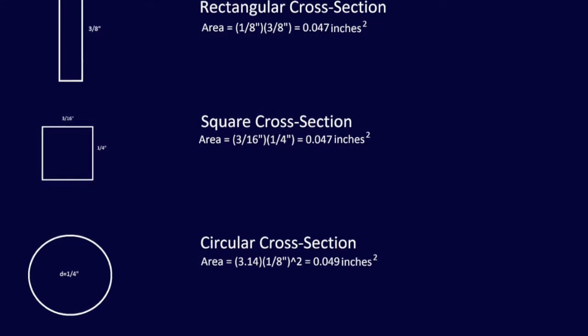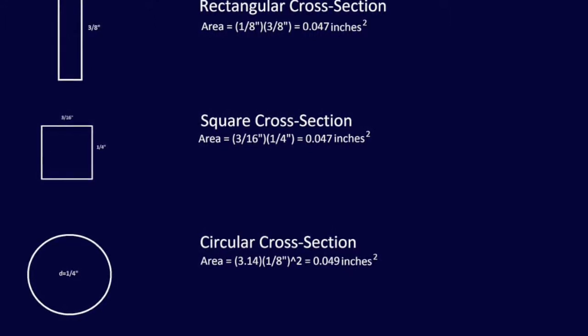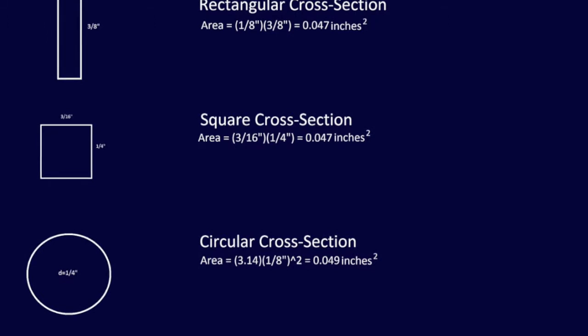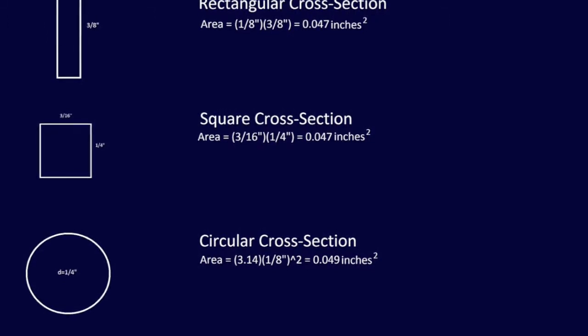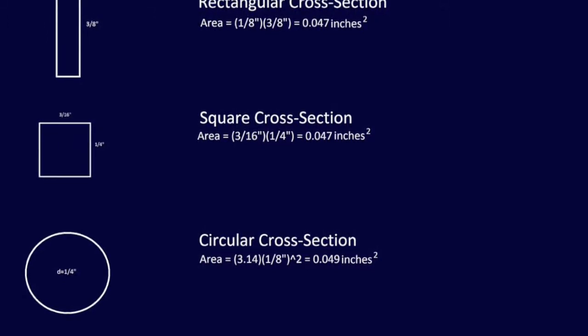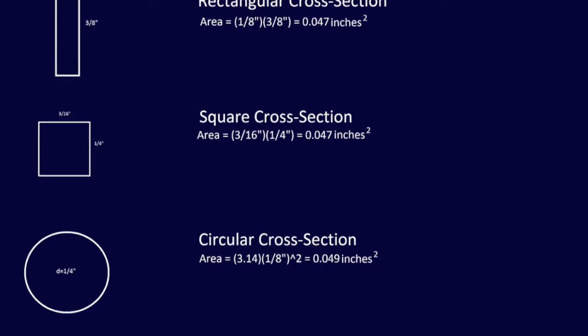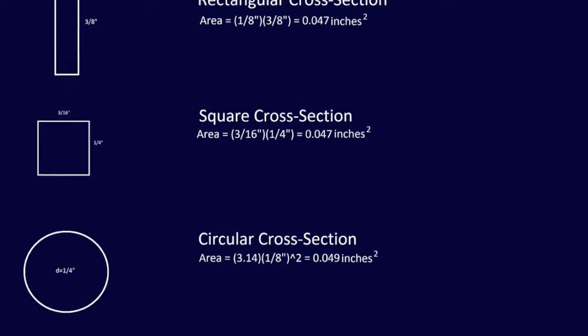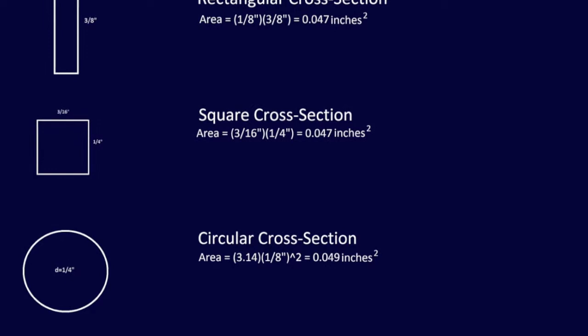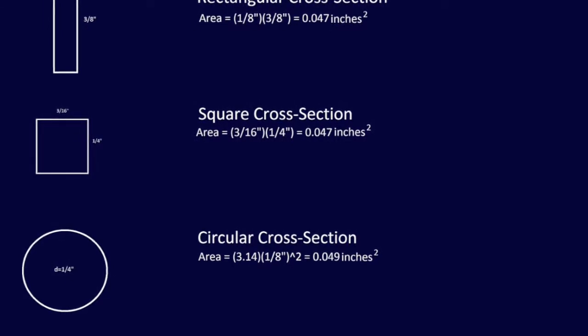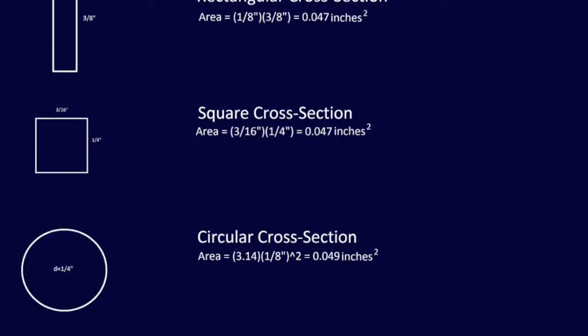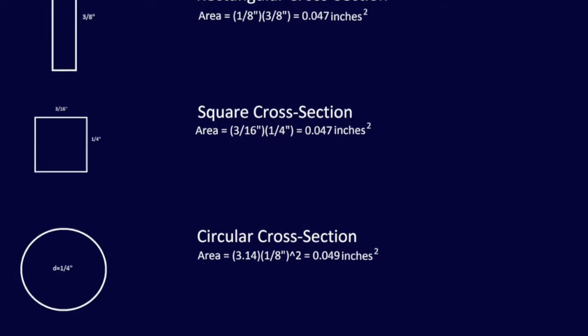The next member we will be testing is a square cross-sectional member with the same cross-sectional area measurement as the rectangular cross-section. Because they have the same cross-sectional areas, are both 2 feet in length, and are made from the same material, the main variable between these two members is their cross-sectional shape. The square cross-section has less of its material close to its axis than the rectangular cross-section member.